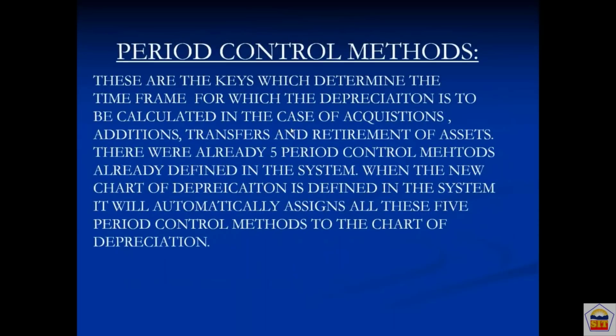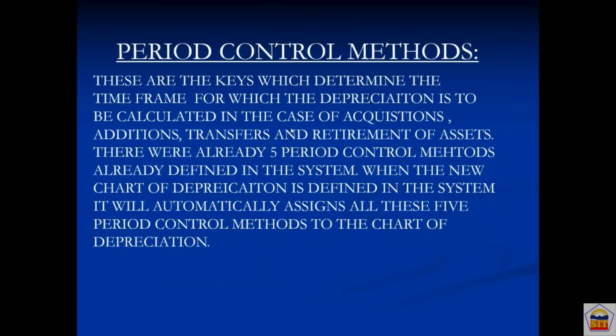Period control method: we will be acquiring assets on different dates in different months. So from which date should the system calculate the depreciation? For example, in a company we buy the asset on the 1st, 15th, 18th, 12th, or 20th. From which month should the system calculate the capitalized value and calculate the depreciation? From the period control, the system will calculate the depreciation.